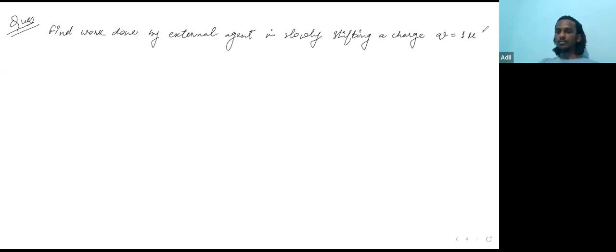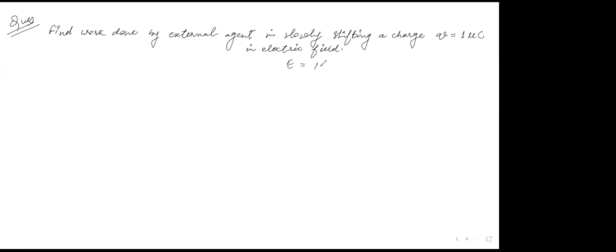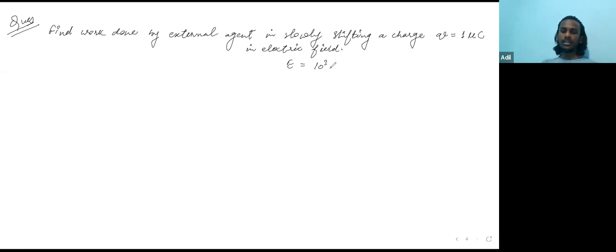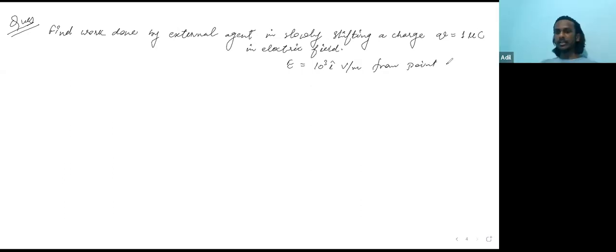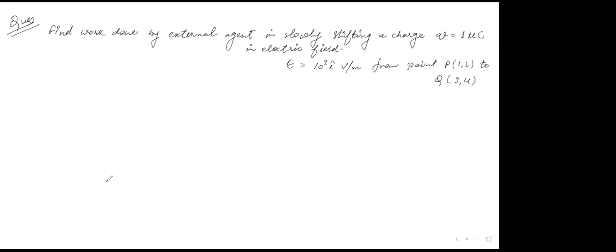Q is equal to 1 microcoulomb in electric field. The value of electric field is given as E is equal to 10 raised to the power 3 volt per meter, from point P (1, 2) to the point Q (3, 4). Note it down, please.